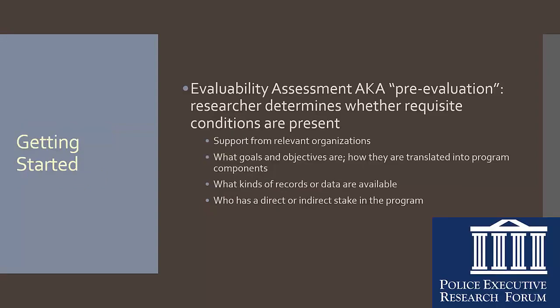So when you get started, you usually want to do what's known as a pre-evaluation, right? So you get support from the organization. Then you sit down with them and you say, okay, why did you even implement this? What did you want from this program? Did you implement this because you wanted to appease the public? You wanted to reduce fear of crime? Or did you implement this because you wanted to reduce actual crime? Did you want to reduce a certain type of crime?